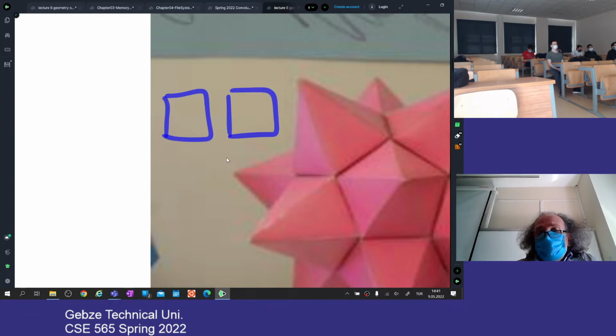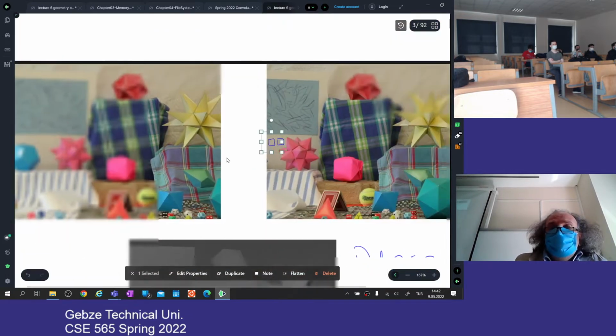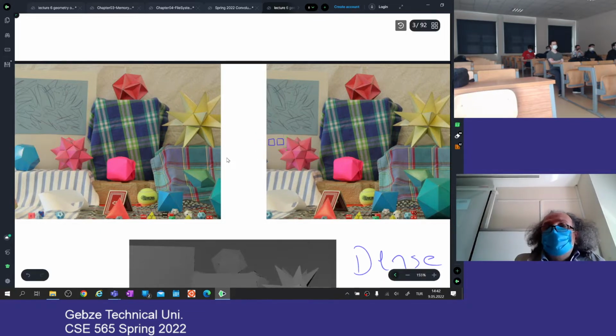If there are no textures at the area where I am looking, then establishing the dense correspondence will not be that easy. For these kinds of cases, maybe I shouldn't find the correspondence for these areas. Maybe it is okay to find the correspondence for these points, or these points, the corner points maybe. Find the correspondence for the corner points or distinctive points, like the SIFT key points, or SURF key points, and that kind of stuff.